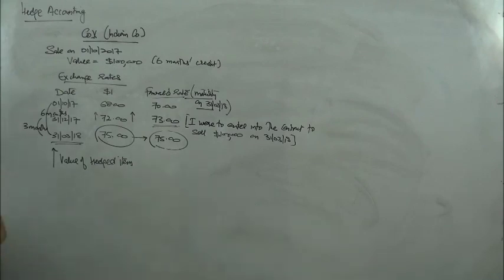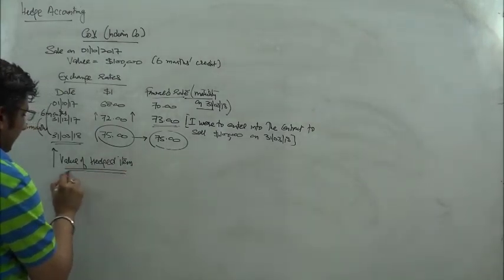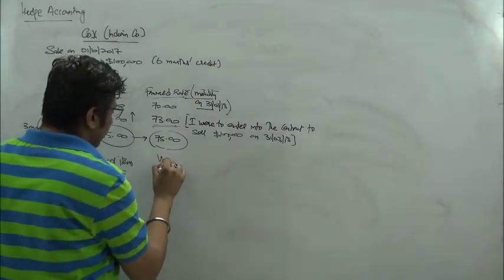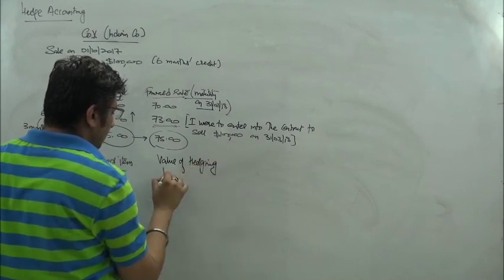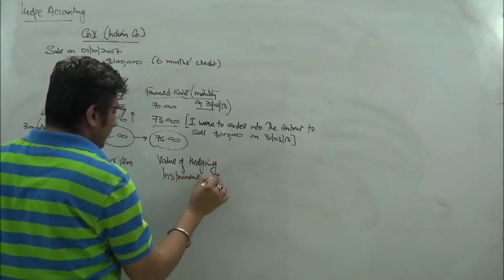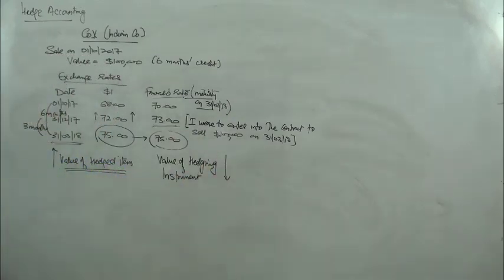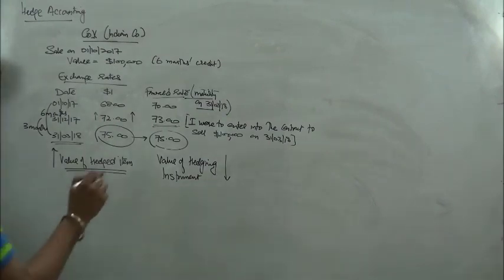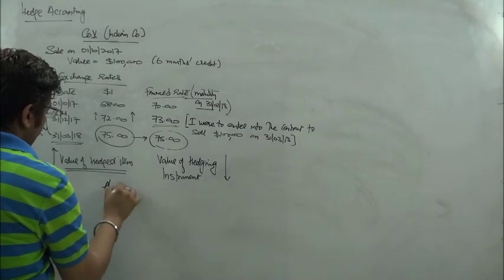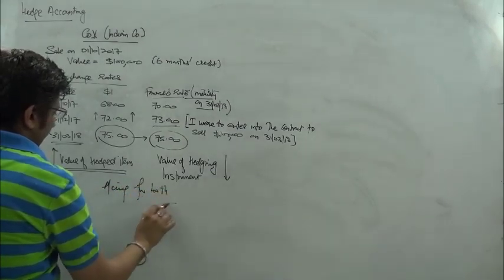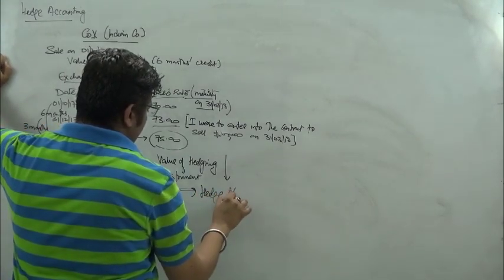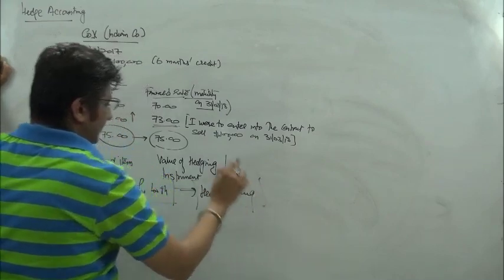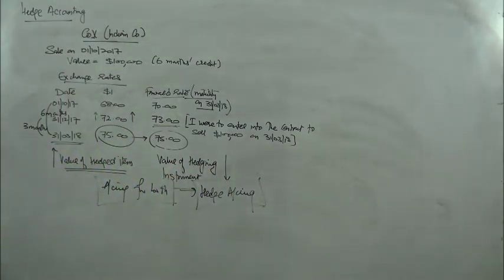Okay, so of course the value of my hedged item is increasing on one hand, and the value of the hedging instrument is declining on the other hand, right? So when I have this kind of a scenario, I just need to do the accounting for both, and that is something which is referred to as the hedge accounting. Is it okay?